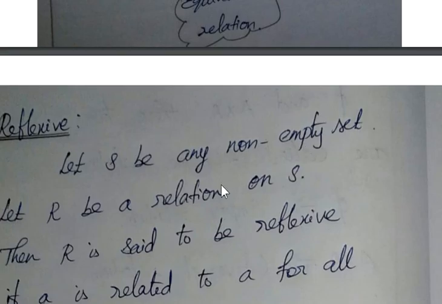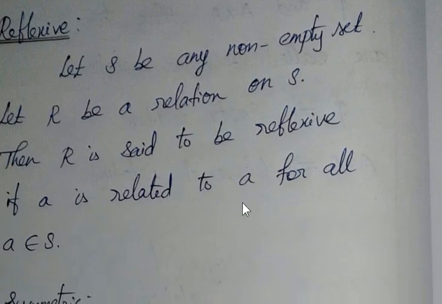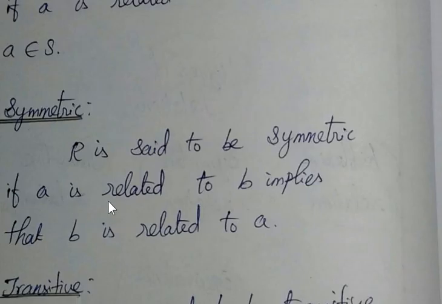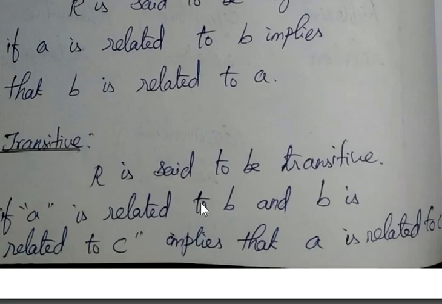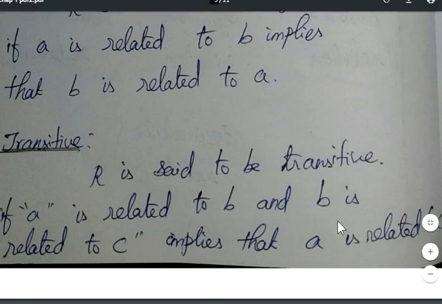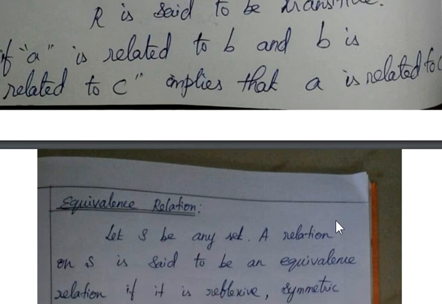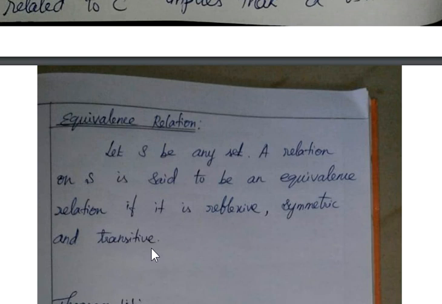First, reflexive. Let S be any non-empty set. R be a relation on S, then R is said to be reflexive if A is related to A, that is, if it is related to itself. That is called reflexive. Next one is symmetric. R is said to be symmetric if A is related to B implies that B is also related to A. That is the symmetric relation condition. Transitive means A is related to B and B is related to C implies that A is also related to C. That is the transitive condition. If a relation satisfies these three conditions, then we say that the relation is an equivalence relation.